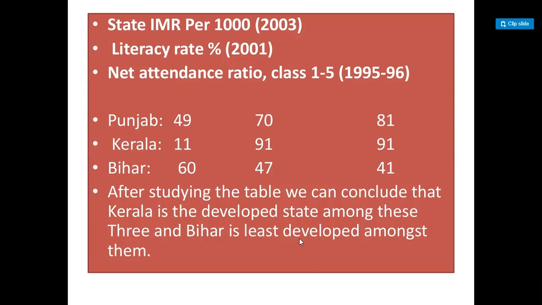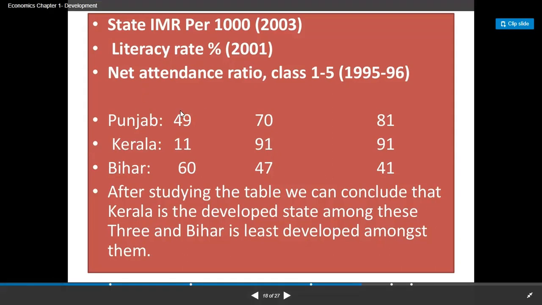We know that primary education is compulsory for children. So how many of them are getting that primary education? That is also taken into consideration. Here they have written the first one is IMR, then literacy rate, and then the net attendance ratio: 49, 70, 81, 11, 91, 91, 60, 47, 41. This is IMR, this is literacy rate, and this is net attendance ratio.